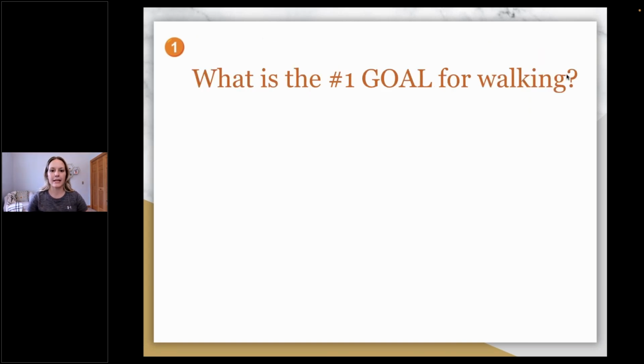Okay, next, what is the number one goal for walking that you have? And this might be similar to the thing that you felt was wrong, but what is your goal? I'm going to leave a few moments of silence for you to think about that and type what your goal is. Because there's lots of different types of goals.